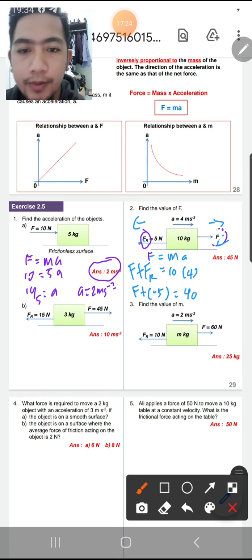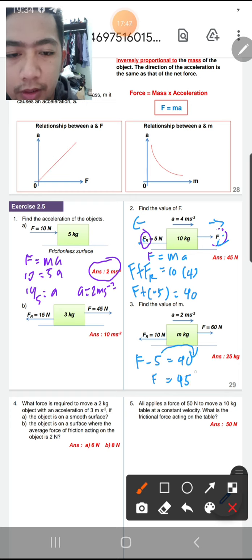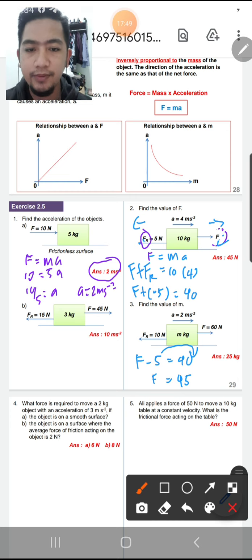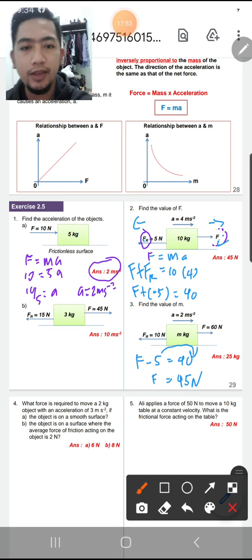So, if you rearrange it, F plus negative 5 is equal to 40. F plus negative 5, positive with negative, it will become negative, right? F minus 5 equals 40. So you bring this 5 to the right, so it will become 45. 40 plus 5, it will become 45 Newton. So, same as the answer here.